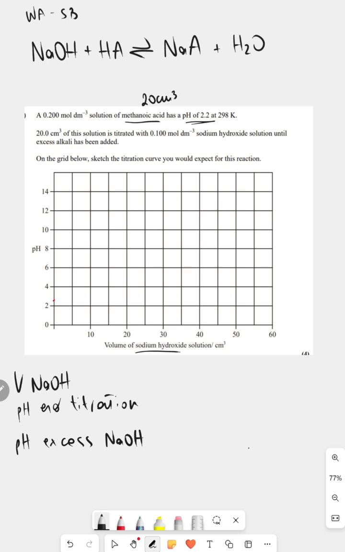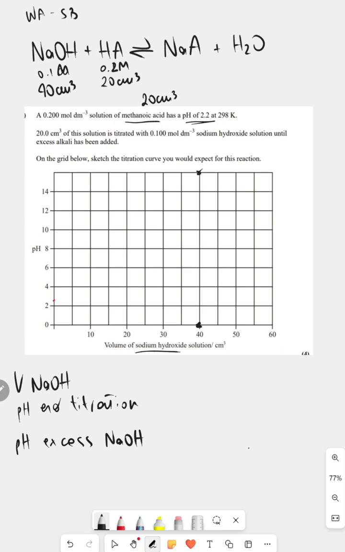So if we have a 0.1 molar of the acid and 20 cm³ of it, how much of the sodium hydroxide do we need? Oh, no, sorry, this is 0.2. If we have 0.1 mol per dm³, I mean, you can do the calculation, but I hope you can see right away that we're going to need double the volume to neutralize it. In fact, it's going to be 40 cm³. Okay, so 40 cm³.